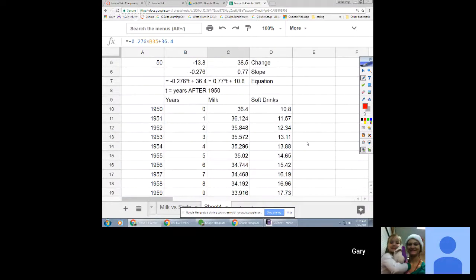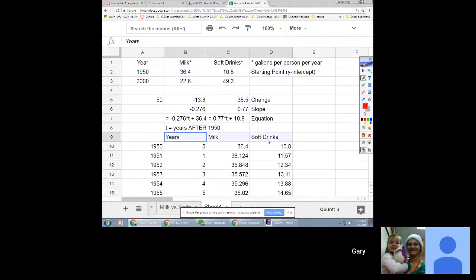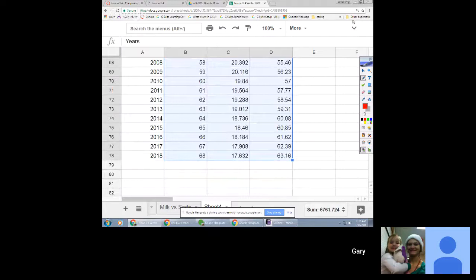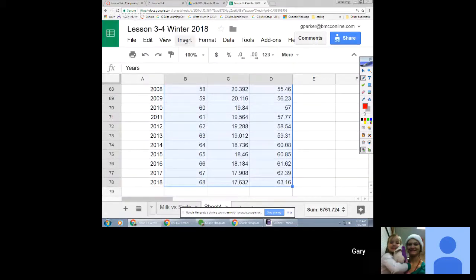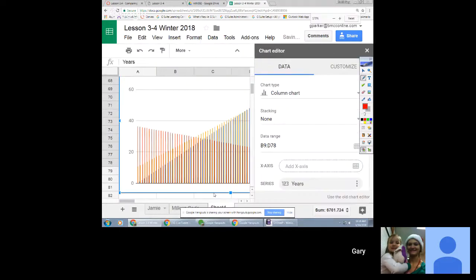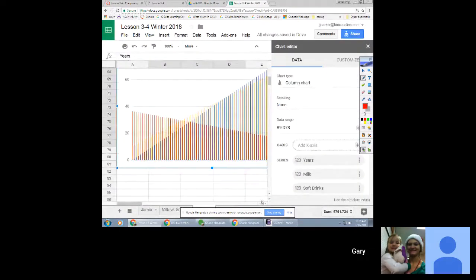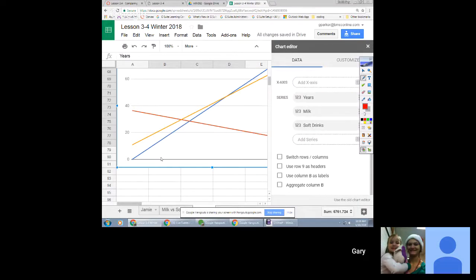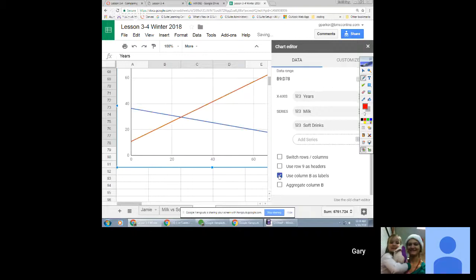I can also graph this by highlighting just those three columns, and asking for a chart. And I'm going to zoom out a little for this. Okay, so I want to change the chart type to line charts, and then it's trying to graph the years that have gone by too. I think it's the blue line. I don't want to see that. I want that to be along the bottom. So I want to use column B as my labels.